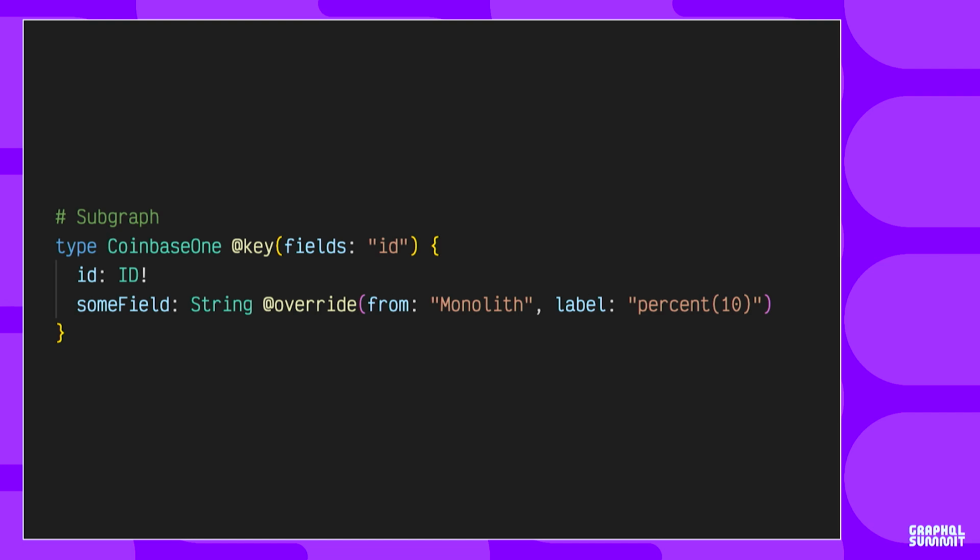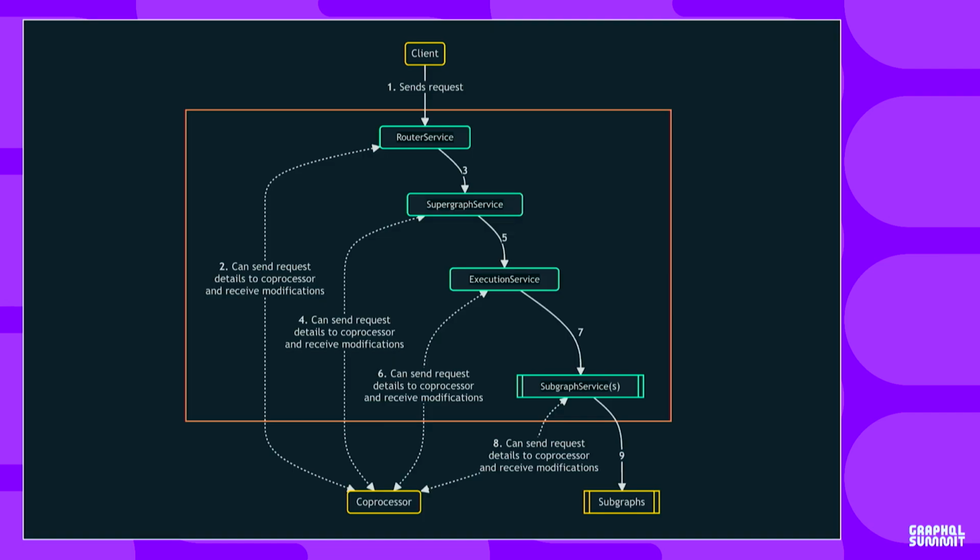But as we started to use it, we realized it was still not quite good enough, because we still had to wait for a schema deploy to change that percentage, because it's a directive, it's on the schema. And when you're talking about large quantities of traffic, even a small percentage can make a big difference. And so we actually took this implementation a step further.